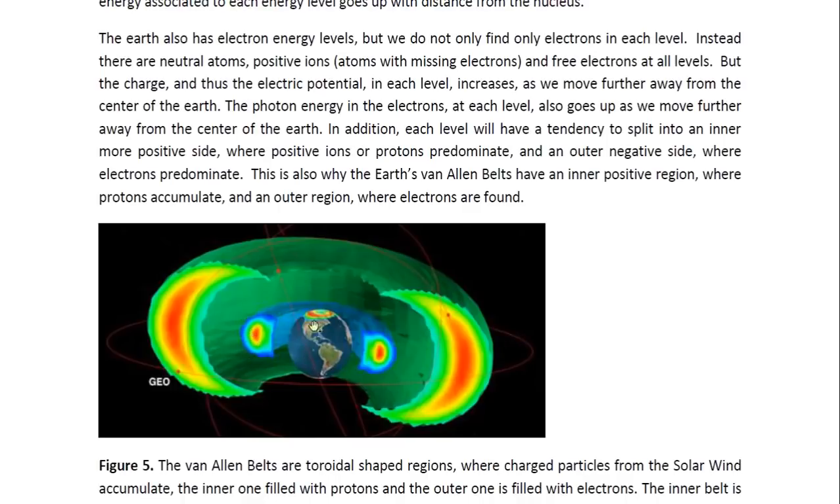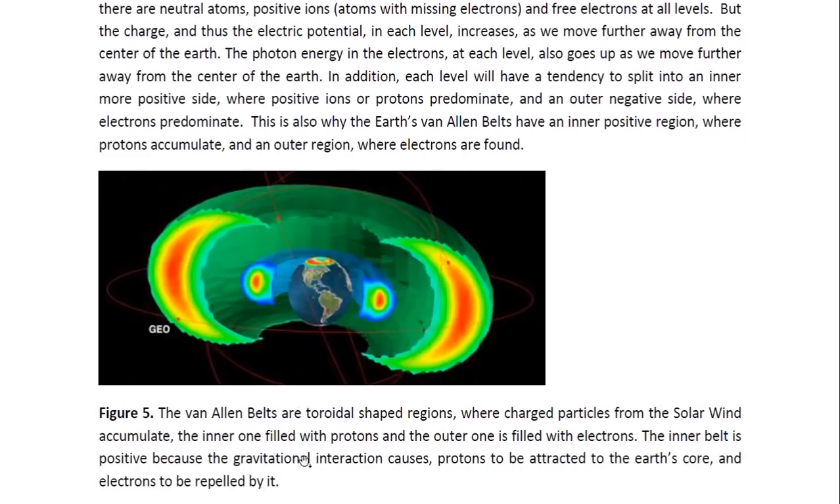And these are the Van Allen belts. They contain particles that come from the sun, from the solar wind, but the protons will go into an inner layer and the electrons stay in an outer layer. And this is, of course, because the protons are attracted to the Earth's core, whilst the electrons are repelled by the Earth's core. So the electrons go further out from the center of the Earth.